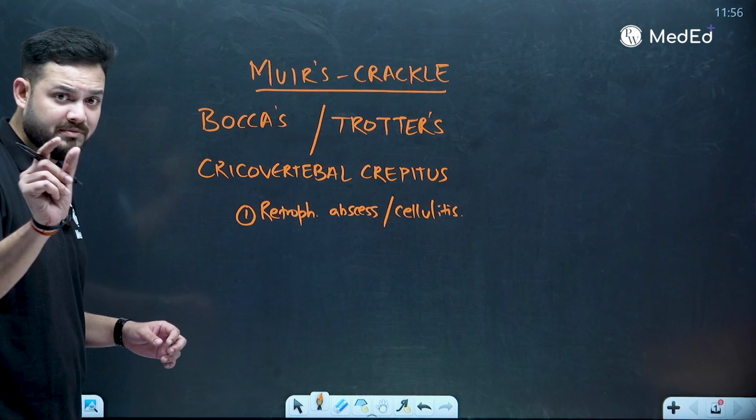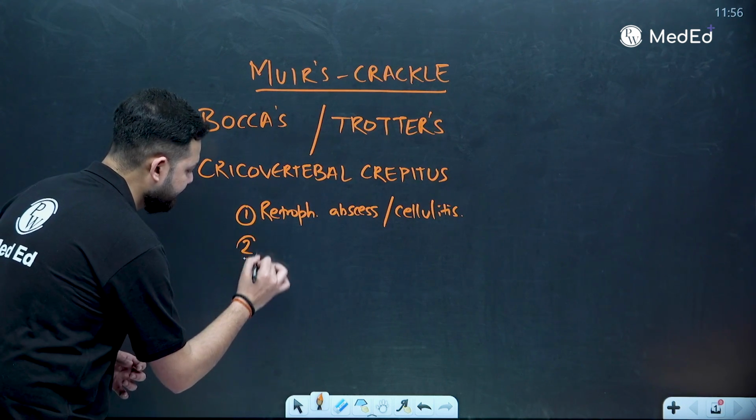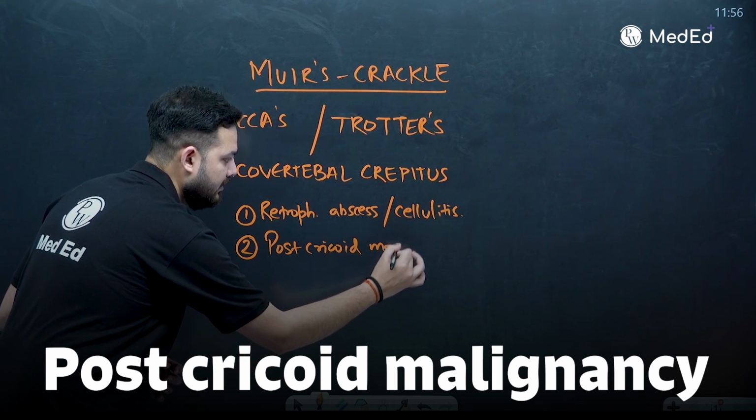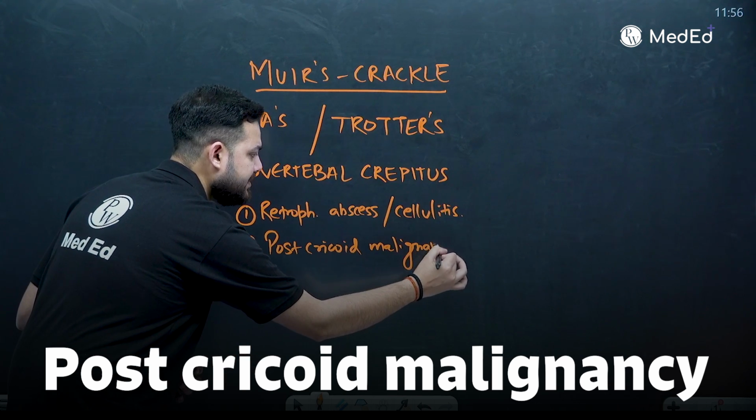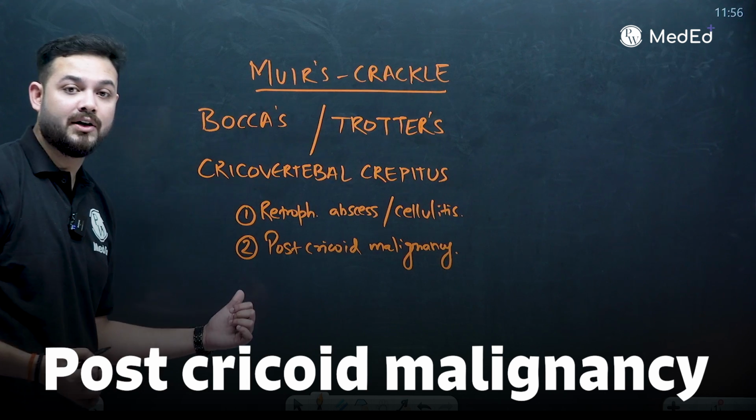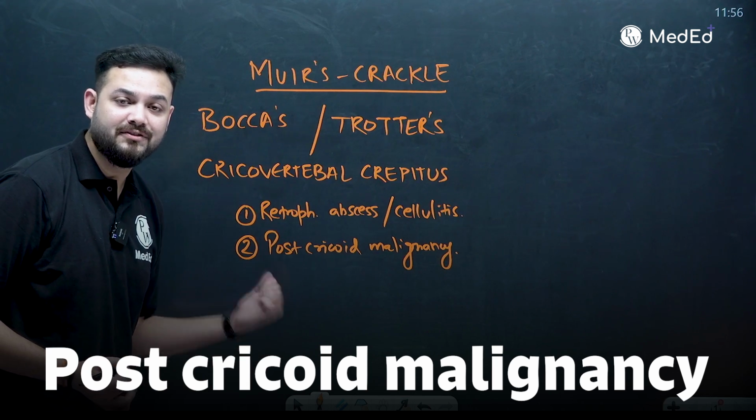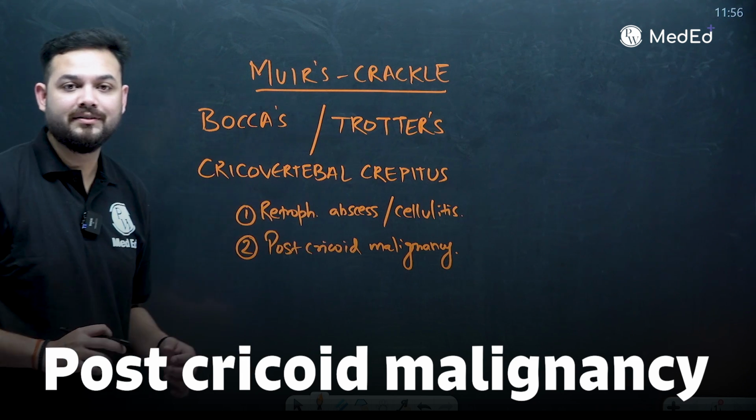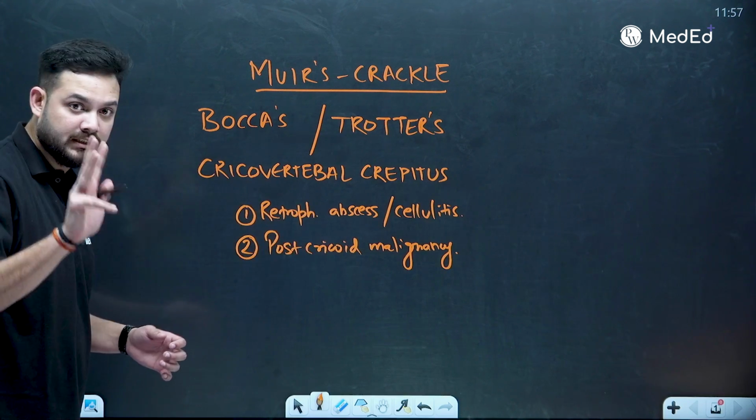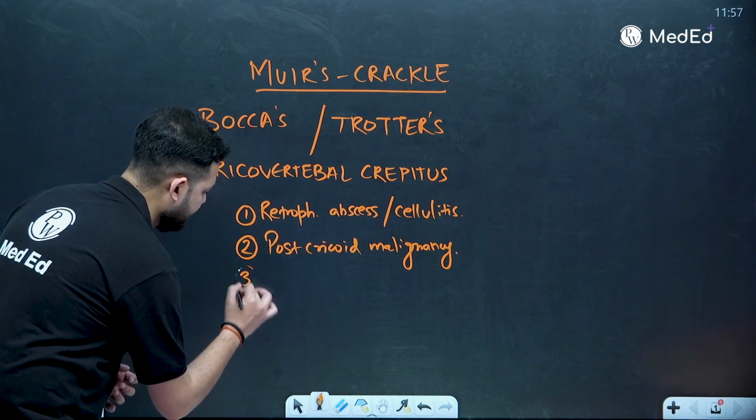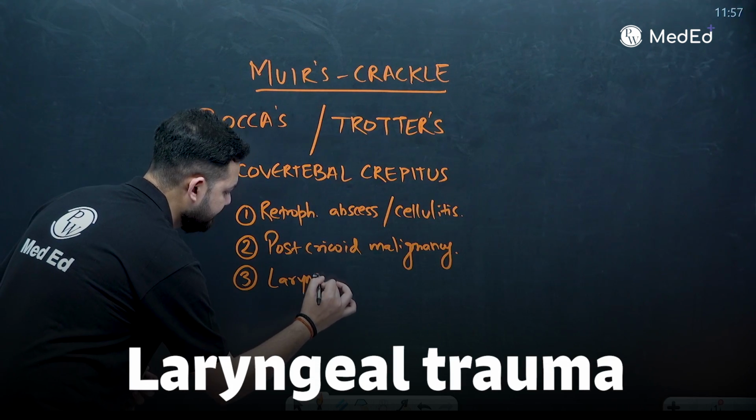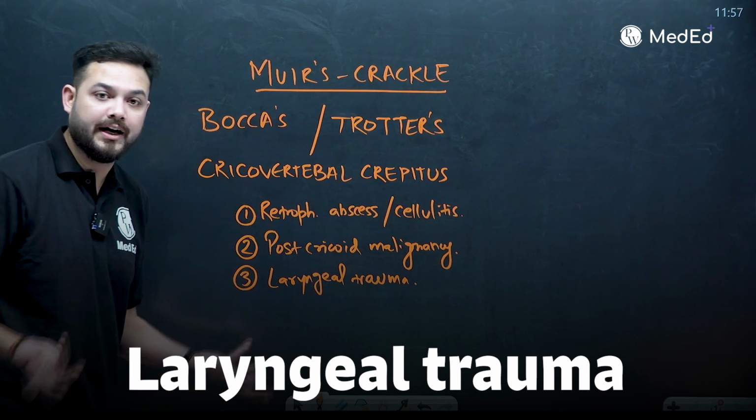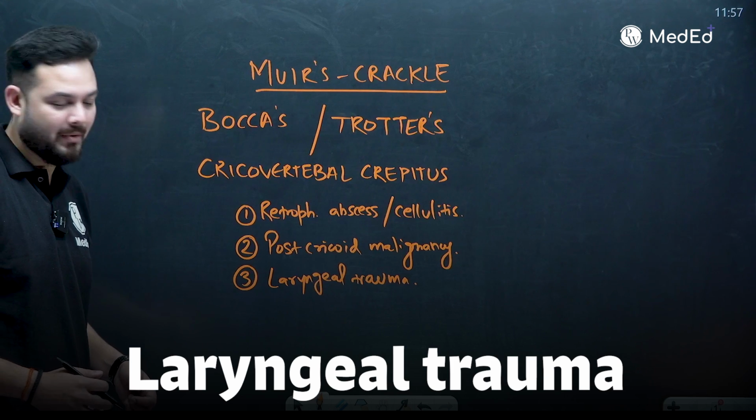Okay. Now comes the second one. Second is post-cricoid malignancy. Now you know that post-cricoid area is the one which is a part of the hypopharynx, right? So if there is any post-cricoid malignancy, the cervical vertebra won't be able to grate over the cricoid cartilage. Third reason, laryngeal trauma. Now for obvious reason, if there is a fracture or a trauma to the cricoid cartilage, it won't grate. So that is why third reason is laryngeal trauma.